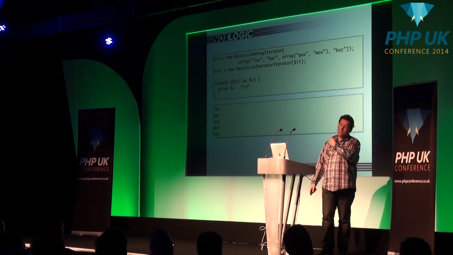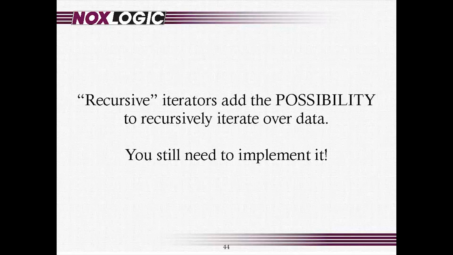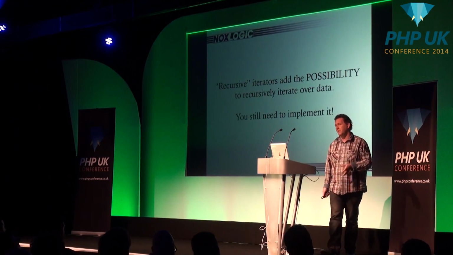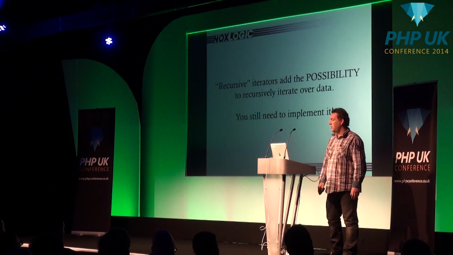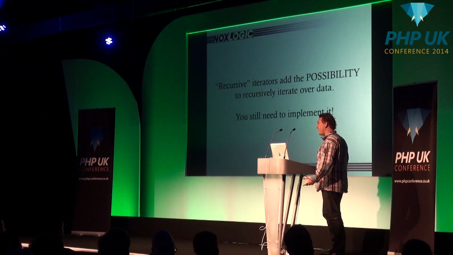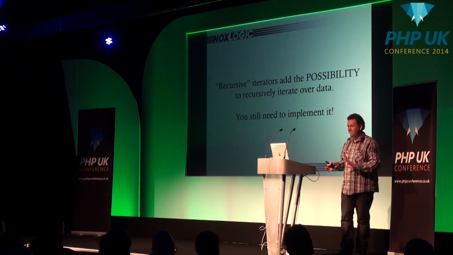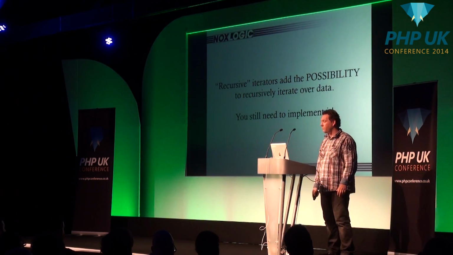Yeah, try to explain that to anyone who never heard of the SPL. The recursive iterators add the possibility to recursively iterate over data. You still need to implement it yourself or use RecursiveIteratorIterator. There are a few others that also do it, but most of them don't. So yeah, it should have been called RecursivableIterator. At least that makes a little bit more sense, but not really, but still.